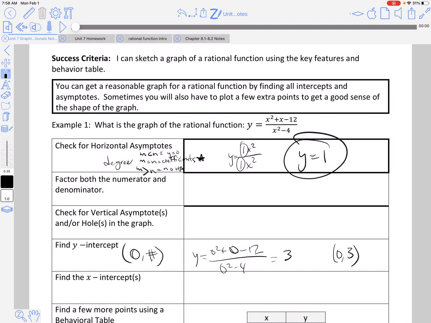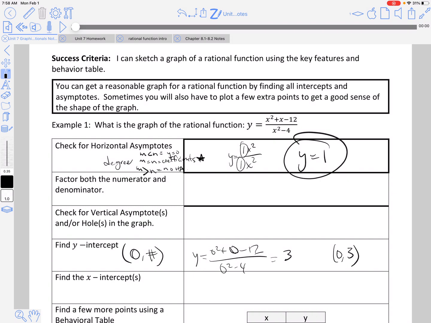Okay, so we just checked for our horizontal asymptotes. Look back at that and make sure you understand how we found those. And then you're going to look at your y-intercept. We can do all this before we factor. In fact, it'll be easier if we do it before we factor. So you could go through and do that on every single problem.